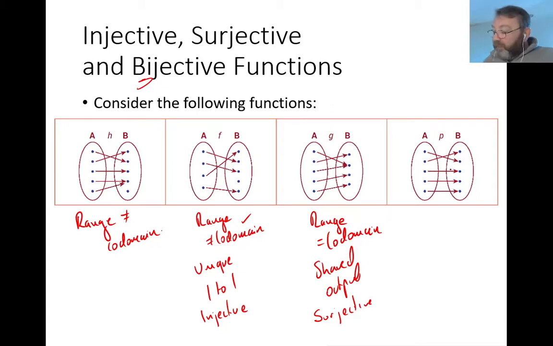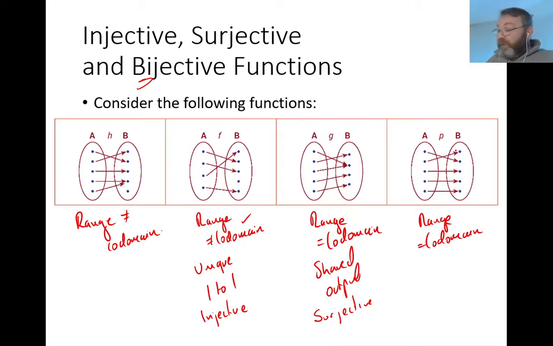And let's go to the last one. All the elements in my domain, all the elements in my range are used up. So again, my range is the same as my codomain. Now, in this case, is there any sharing going on? The answer is no. Every input from your domain A has a unique output in B, and the output happens to be the codomain. The range and the codomain are the same.